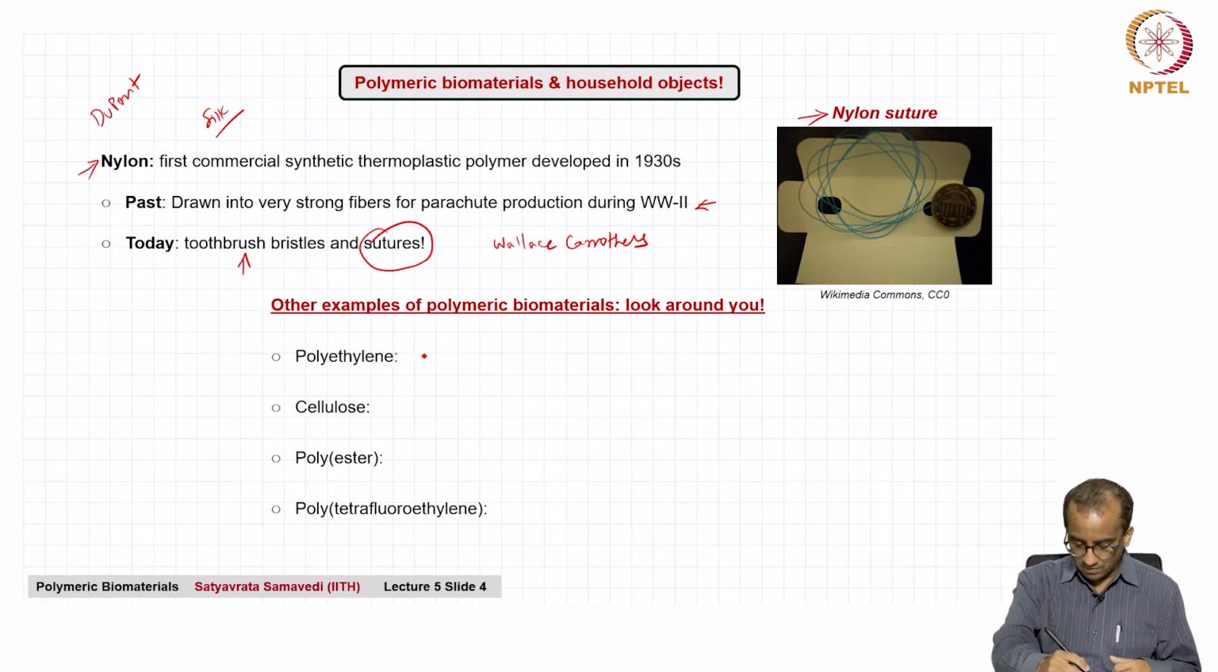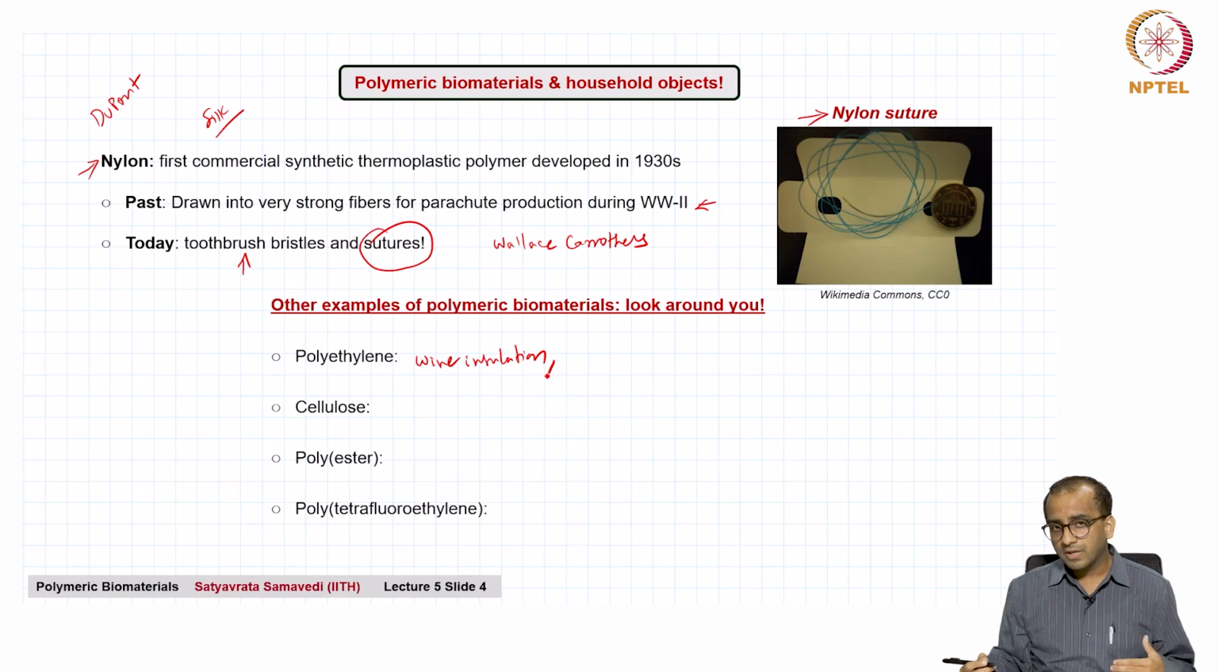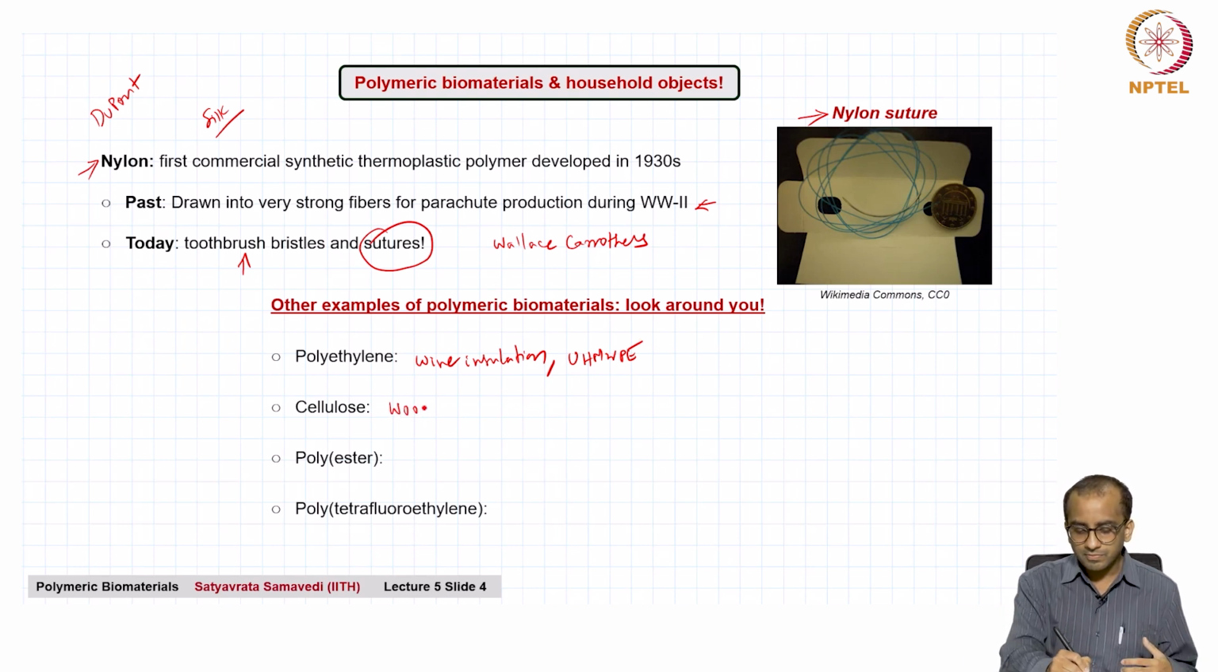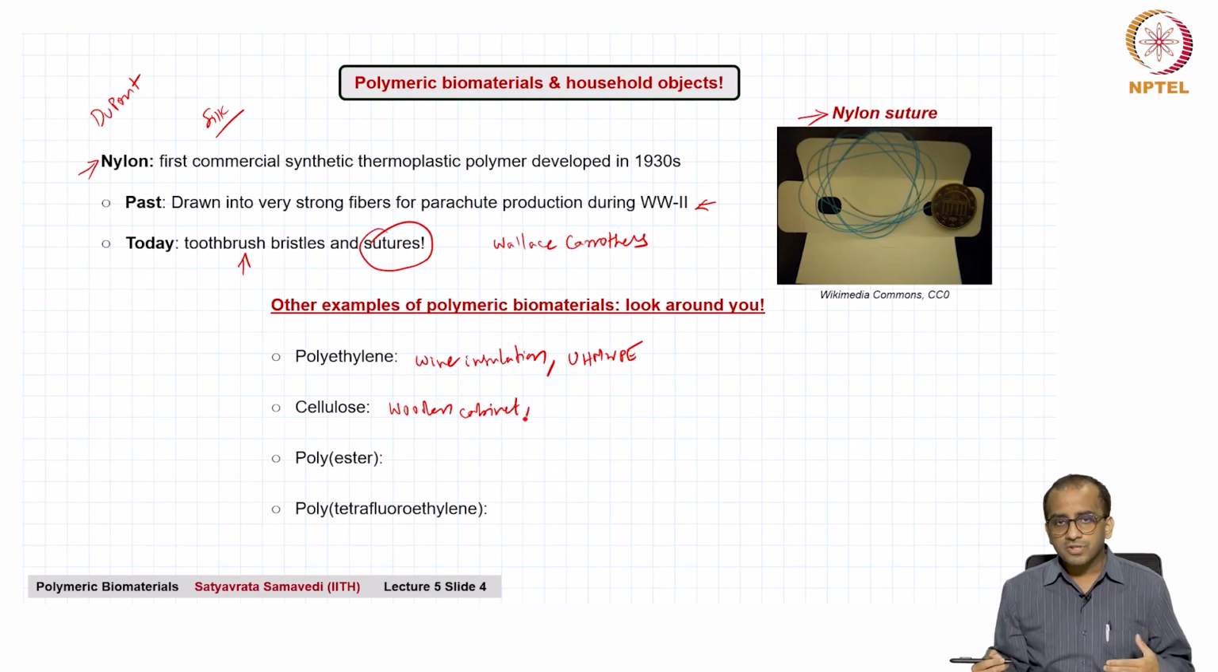One is polyethylene, which would be used in something like wire insulation, but as we saw in an earlier lecture, these are also used as liners in hip implants. Of course, that is a slightly different version of polyethylene, but it is ultra high molecular weight polyethylene. Now, cellulose, the primary polymer found in wood. So, you probably have wooden cabinets around you. But cellulose is also used in dialysis membranes.